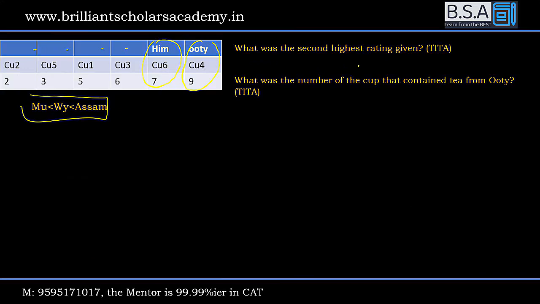What was the second highest rating given? Second highest rating given was 7. What was the number of cup that contains tea from Ooty? So the number of cup that contains tea from Ooty is 4. Cup 4. So you have to simply type 4 and submit. You don't have to type CU. Type 4 and submit the answer. Type 7 and submit the answer.